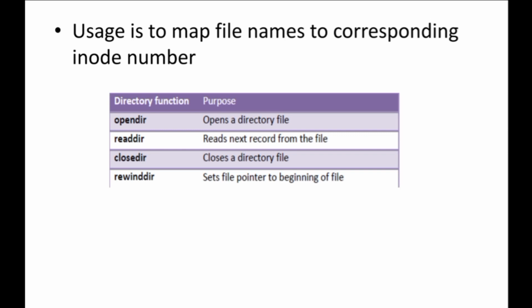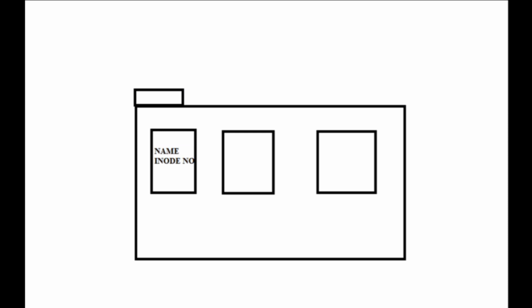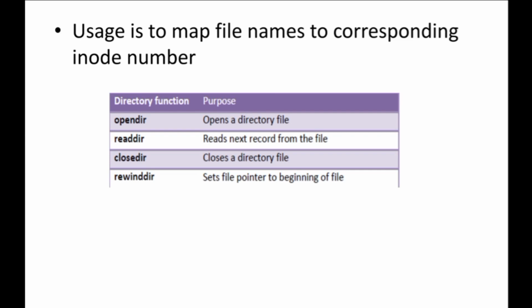And what are the commands you can use to access the contents of the directory? The opendir function is used to open a directory file. The readdir command is used to read the next record from the file. Here 3 records are there; if you want to read the next record, the second record, you can use readdir. To close the directory file, you can use the closedir function.